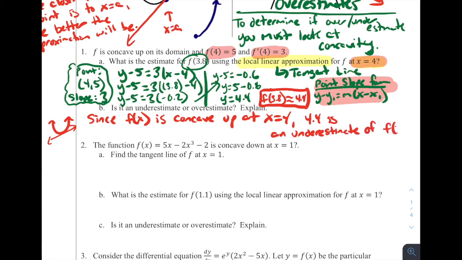of f of 3.8. And again, the entire reason I know that's an underestimate is because this function is concave up. And honestly, if I ever forget whether it's an overestimate or an underestimate, I just draw myself a little concave up curve and draw that tangent line, and I say, oh, that tangent line is below, so therefore it has to be an underestimate.